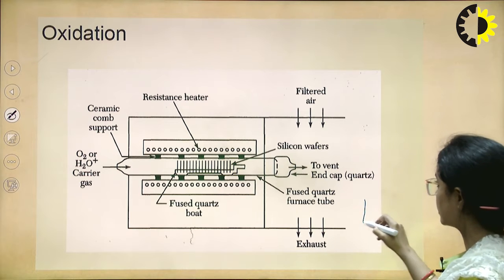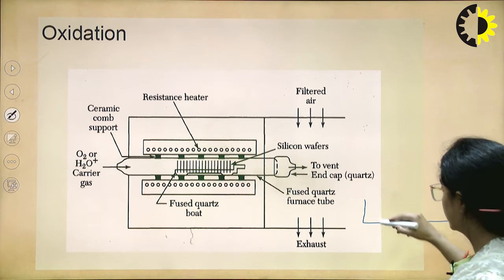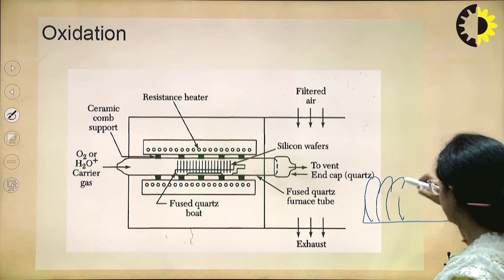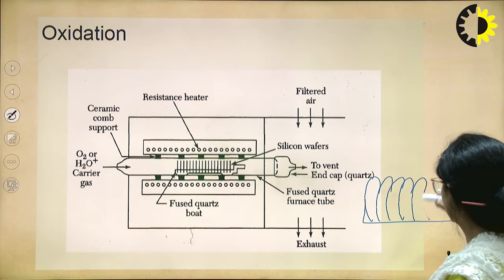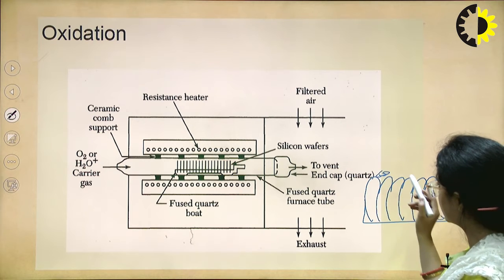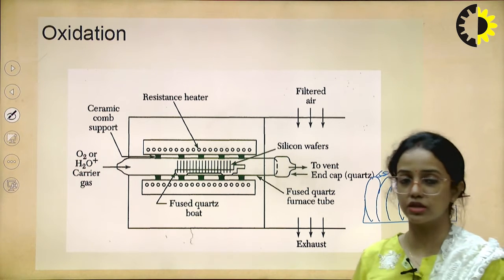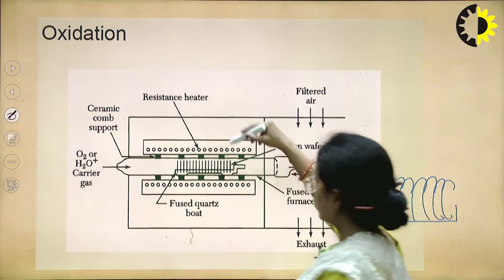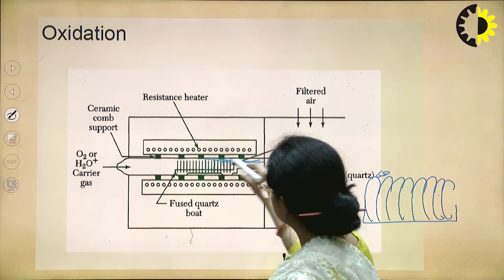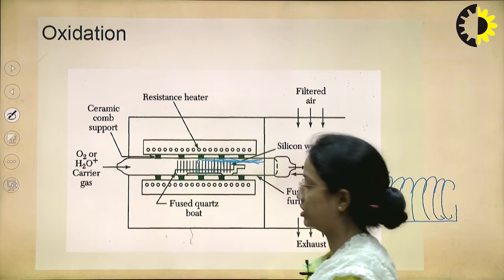So just as we have this quartz boat, in this quartz boat we have several discs which are placed one after another, and of course they seem like they are touching each other, but there is sufficient space between them. So of course the oxygen and all the required gases easily enter the space between them, and oxidation is carried on.